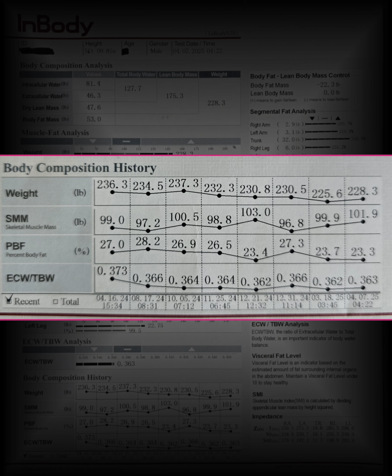So what should you do? Track your trends over weeks, not just one test. Ensure your trainers, ensure your athletes or clients aren't making drastic dietary changes before weigh-ins. Hey, I get it. I understand it.